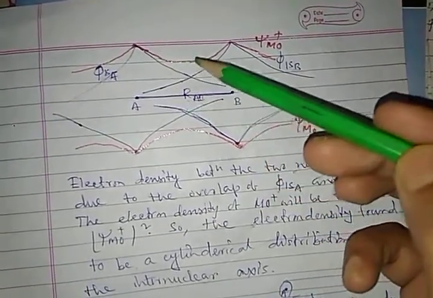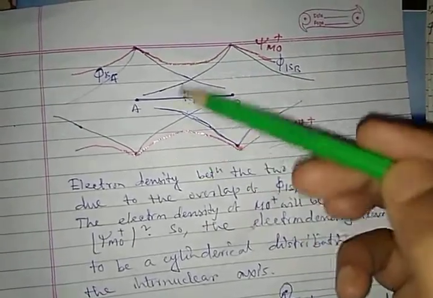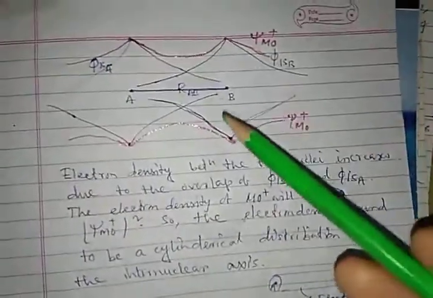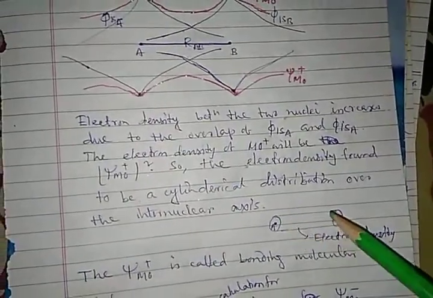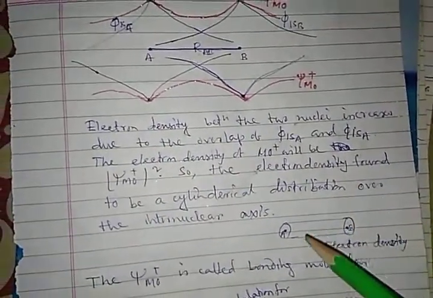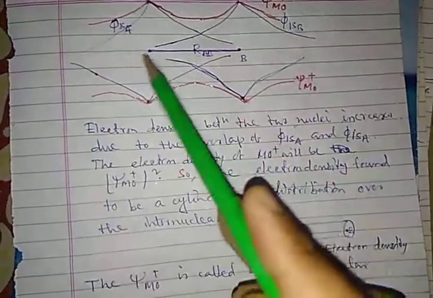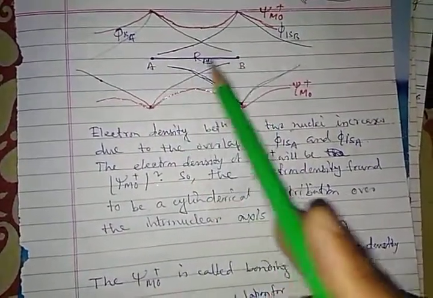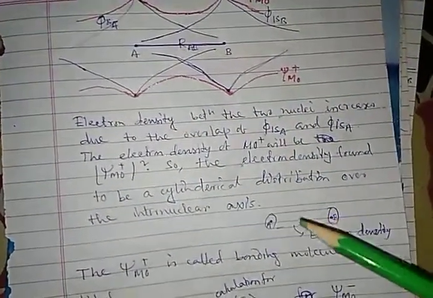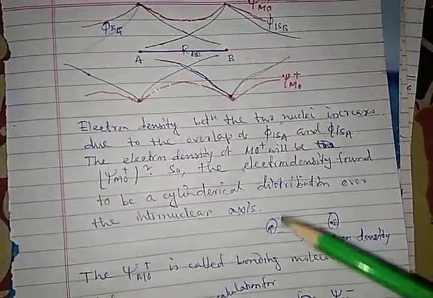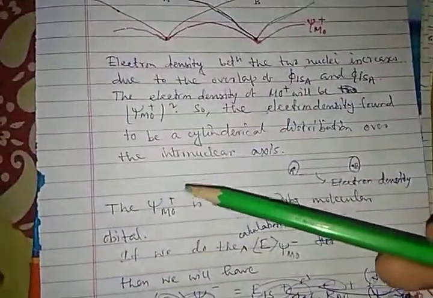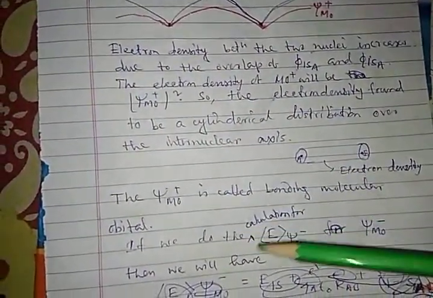We found there is an increase in the electron density on both sides. This is the positive phase, this is the negative phase. So we can notice a cylindrical distribution, that is an increase in the electron density along the internuclear distance, which is nothing but the bond between the two hydrogen atoms A and B. This cylindrical distribution tells me that it looks like a bonding electronic orbital. So psi MO plus is known as the bonding molecular orbital.